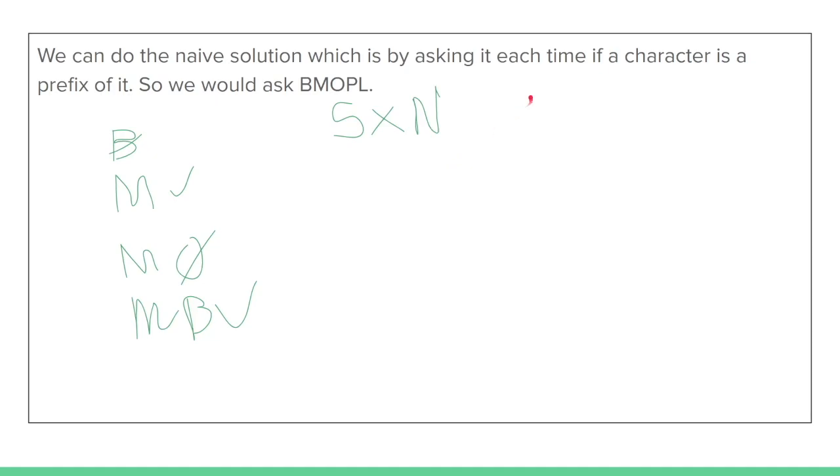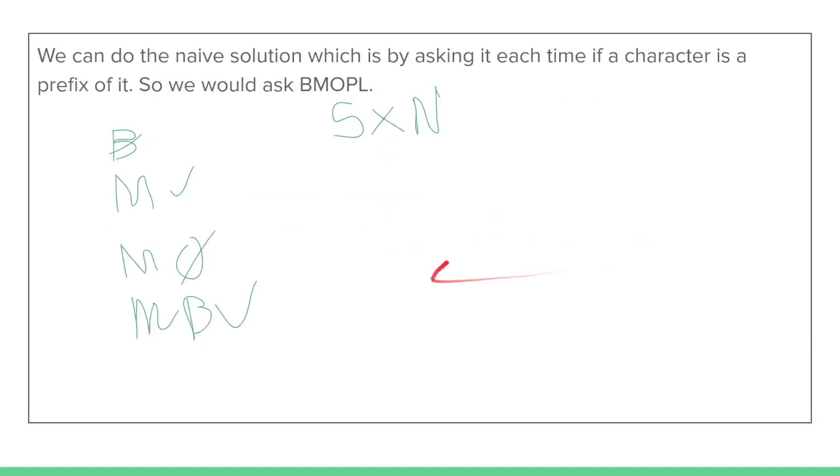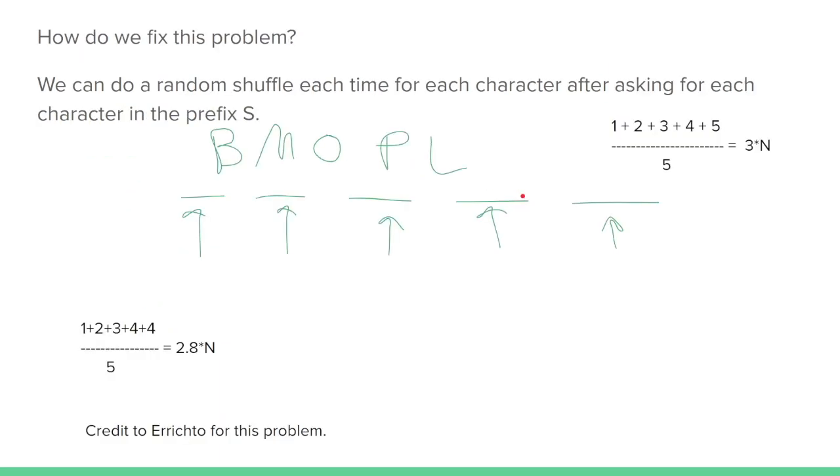So we can do the naive solution. Basically, what we do is we ask each time if a character is a prefix of it. So is B a prefix of this, let's say we have 1, 2, 3, 4, 5. Is B a prefix of it? No. Okay, let's go on to the next one. M. M is a prefix of it. Now we go into the next one. Is O now a prefix of it? No. Is B? Okay. But of course this takes forever. We have to ask it 5 times, and it's a brute force, so that's why we get 5 times n, which is not good, because if you're doing it 5 times n for each one, you're going to run out of queries very quickly, because it just stacks up and stacks up.